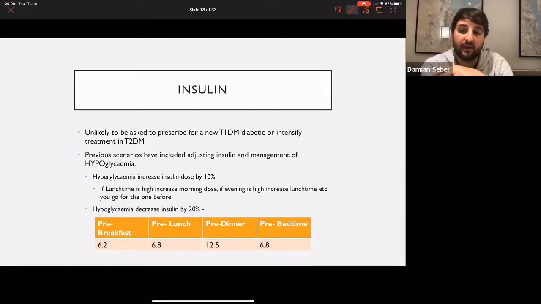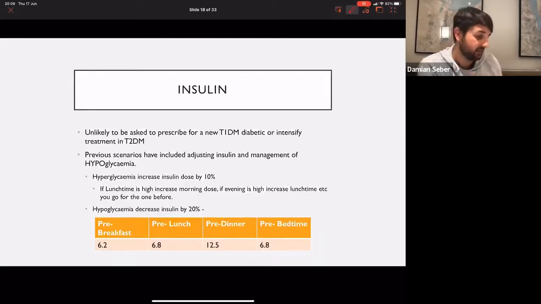That's if they're on a basal bolus regime. Essentially you fix the one before the highest. That's the way that I've just learned it in my head because it's easier to understand. It will be like a basal bolus regime because they like to give you these 4 levels in a type 1 diabetic. But if it is a type 2 diabetic who's on intermediate acting insulin twice a day or like a Novomix, you're more likely than not going to be changing the morning dose.